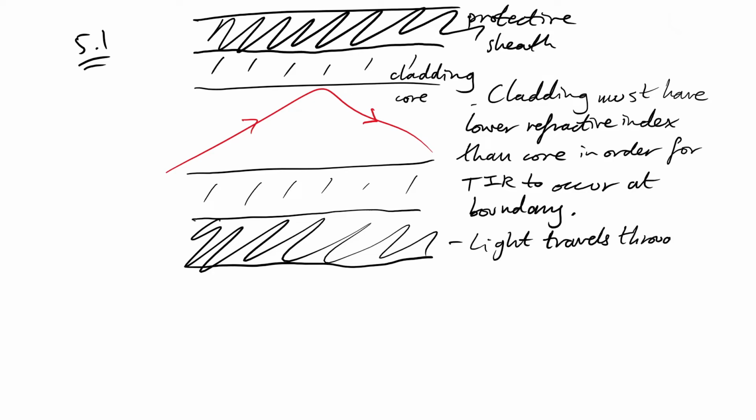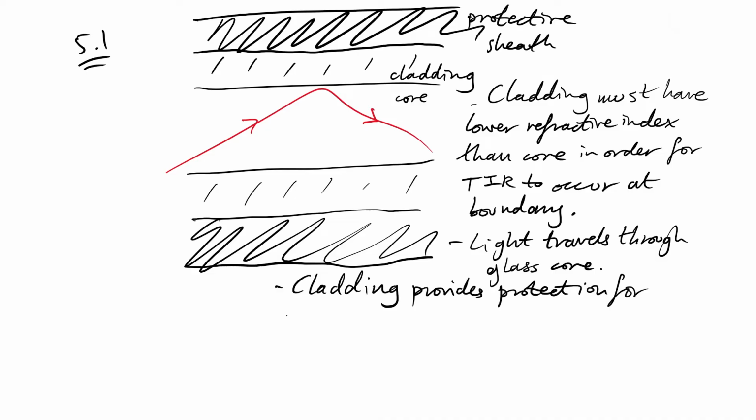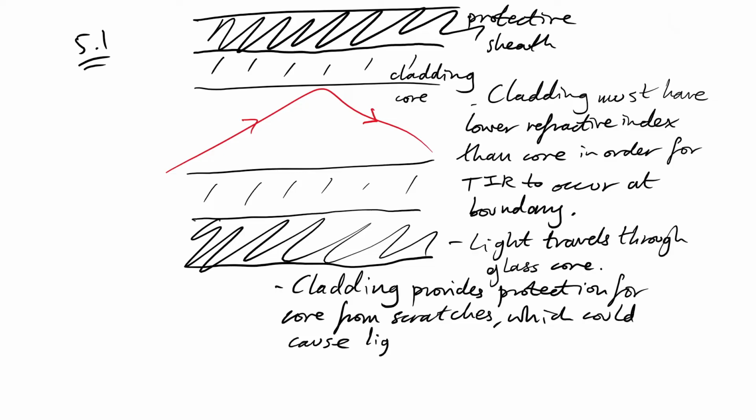Light travels through the glass core. How many marks? 3. Well, I would say that would be probably it, but they expect you to mention the fact that the cladding offers some protection. But that's not its main purpose, so I'm not a fan of that. Cladding provides protection for the core from scratches, which could cause light to refract out. But that's circular reasoning, because if the cladding wasn't there, then it would refract out anyway. So yeah, a bit redundant if you ask me.